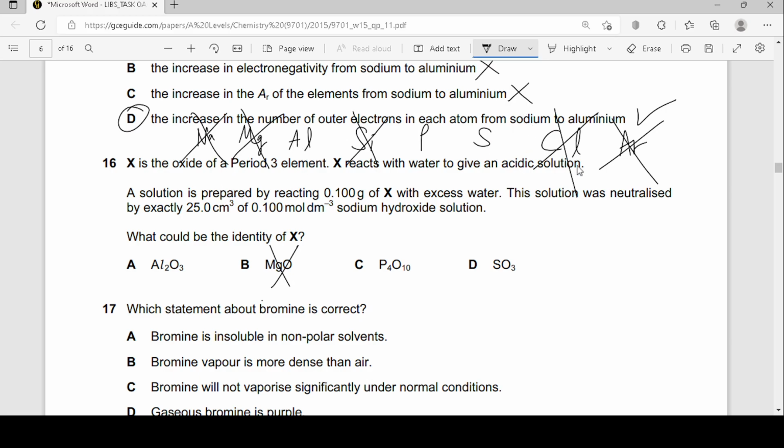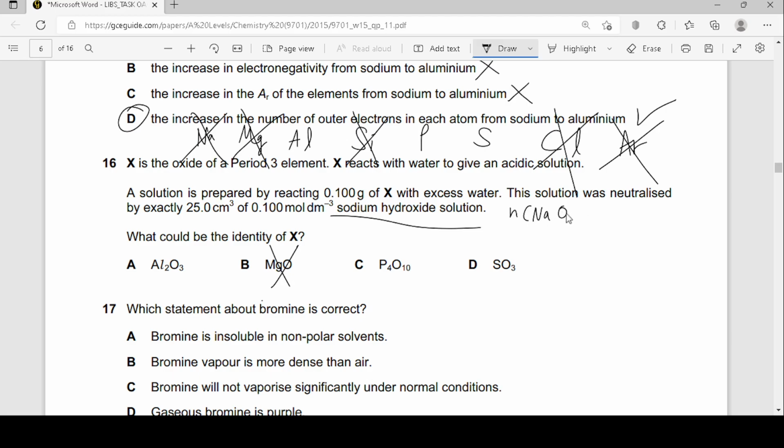Now a solution is prepared by reacting 0.100 grams of X with excess water. So this means X is the limiting factor, right? The solution was neutralized by exactly 25 cubic centimeters of 0.1 mole per cubic decimeter sodium hydroxide solution. Now, what does that mean? So let me firstly find out how many moles of NaOH this is.